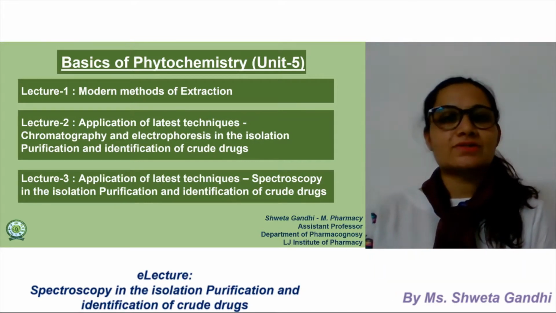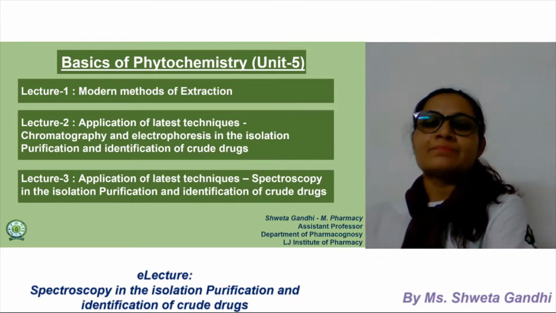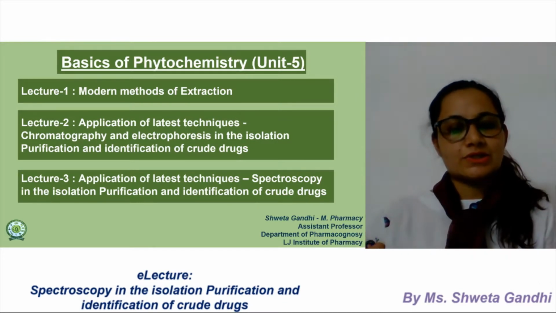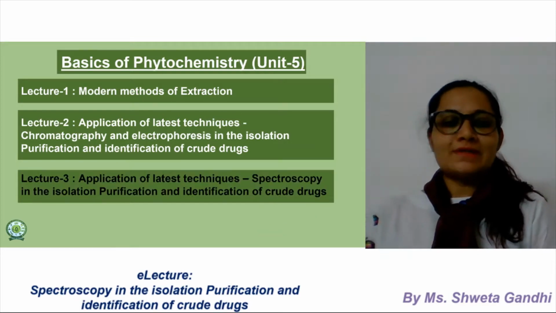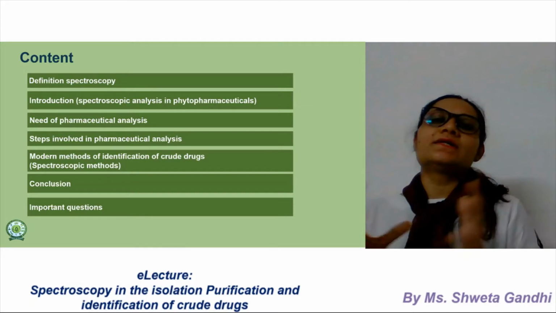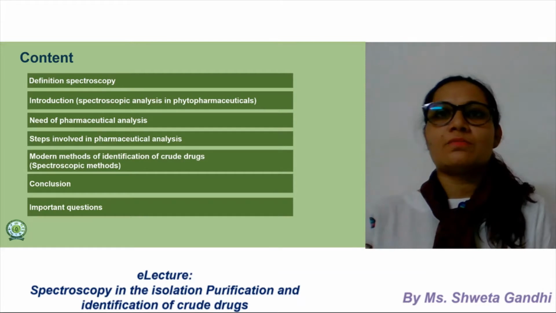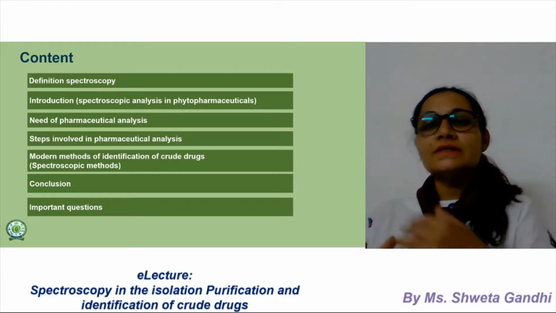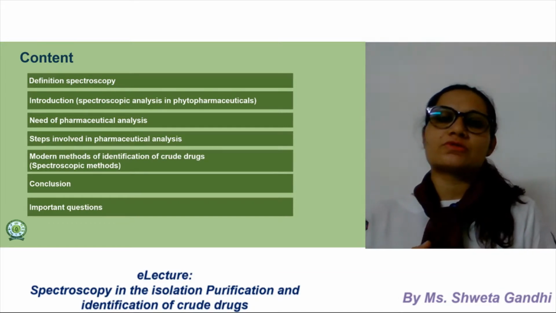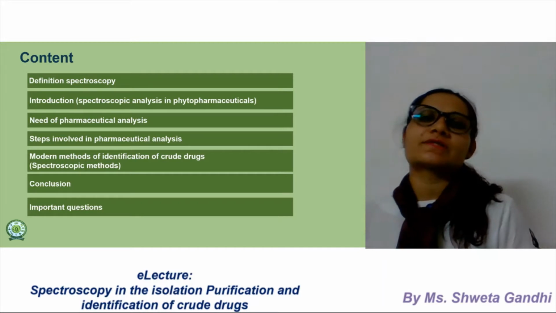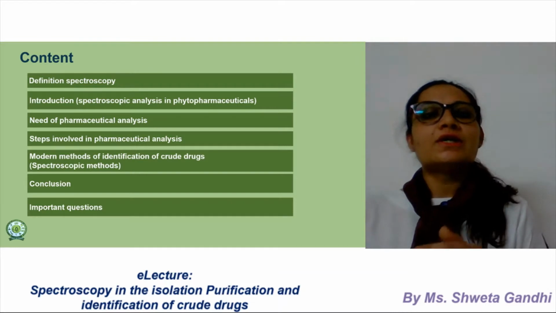Now in this lecture 3, I am going to explain the application of the latest technique in spectroscopy in the isolation, purification and identification of crude drug. Now, what are the contents in this chapter? The main is the definition. I want to explain spectroscopy in detail. What are the spectroscopy features? What are the applications of spectroscopy? What are the different types of spectroscopic methods that are used in purification and identification of the crude drug?